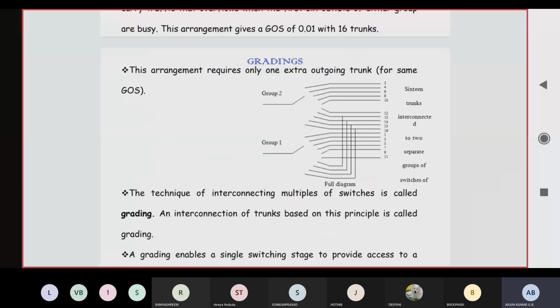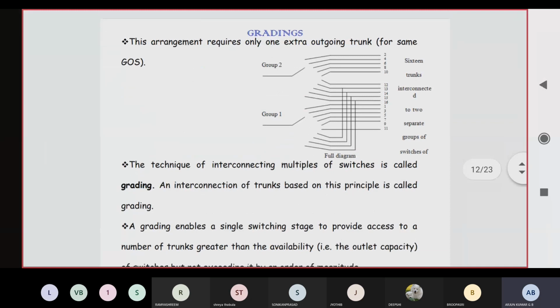Now we can reduce the number of trunks. Initially there were 20, now how many trunk lines are there? 16 trunk lines will be there. Clear? We can count that one: 6, 6, 12, 12 plus 4, 16. By adopting this grading system, we can reduce the trunk lines.